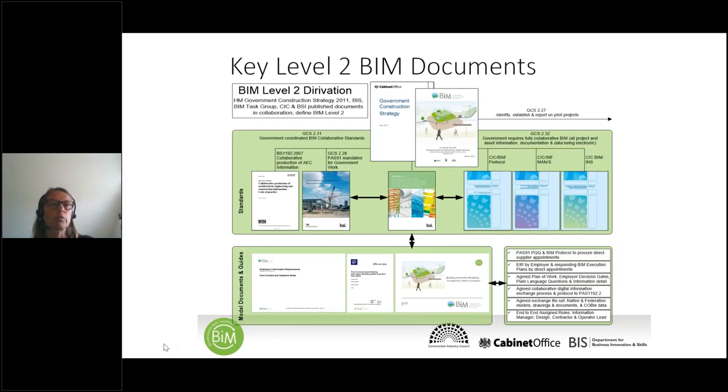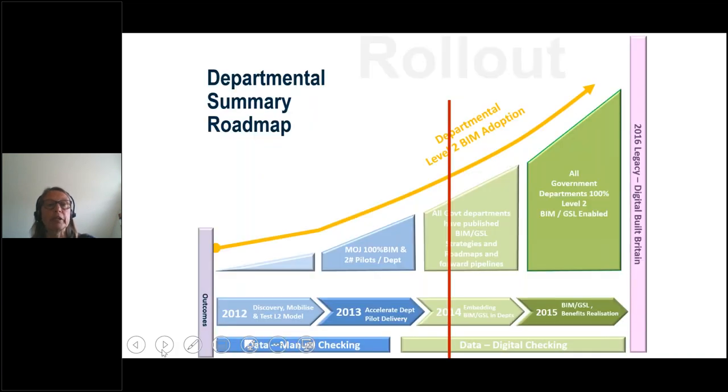But you could see that there was a lot going on, whether it be through HM Government Construction Strategy, BIS, BIM Task Group, CIC, BSI. And then at that time, we had started the BIM4 groups, there were the BIM regions, all triggered from the UK BIM Task Group. There was the departmental summary roadmap, which was being presented year on year to demonstrate that the government departments were working together, trying to really push for a procurement in a consistent manner. And they were really moving to that 2016 deadline.